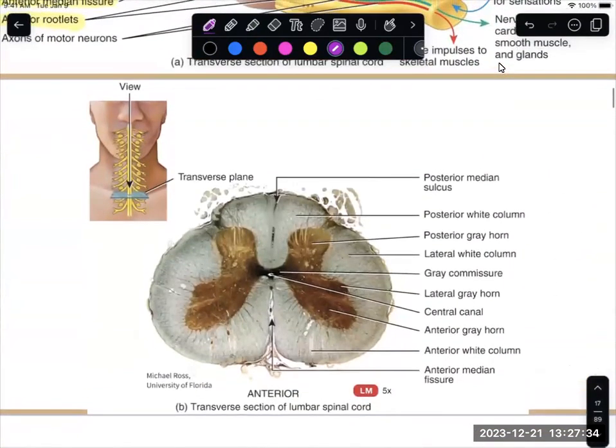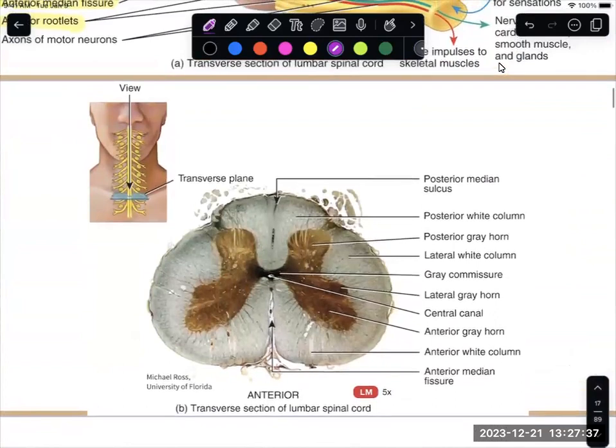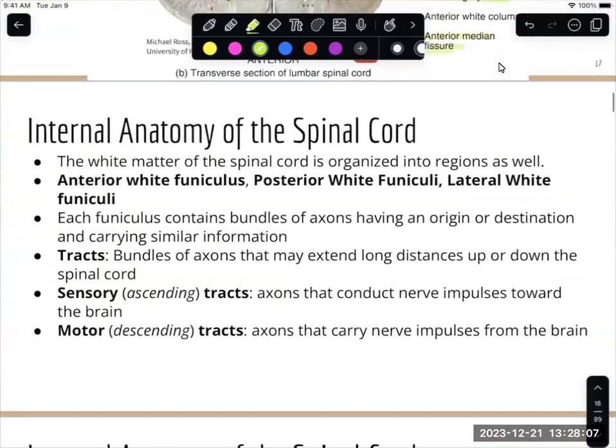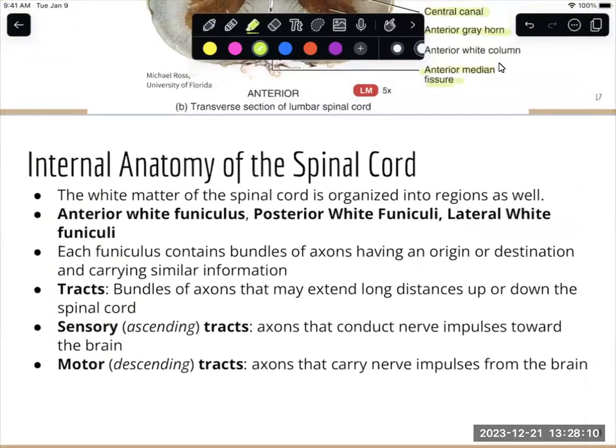So here, this is part of that lumbar. I mean, the picture is showing the cervical for some odd reason, and then this label is saying lumbar, so whatever. But we can see that anterior median fissure, how deep it is versus that posterior median sulcus. You see the posterior gray horn, the anterior gray horn, the lateral gray horn, the gray commissure, we've mentioned the central canal. Now we're going to talk about the white regions.